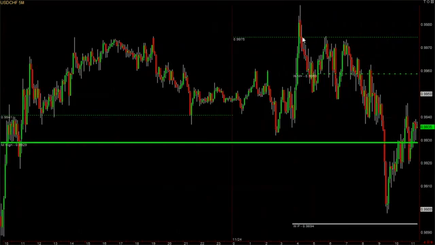And you can see price kind of bounced around between the previous day's high and the weekly pivot level. Sometimes price goes slightly beyond it.